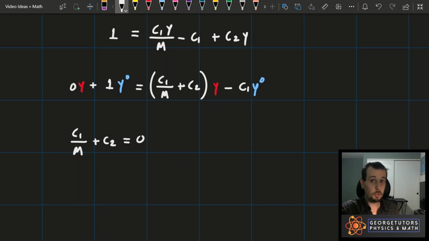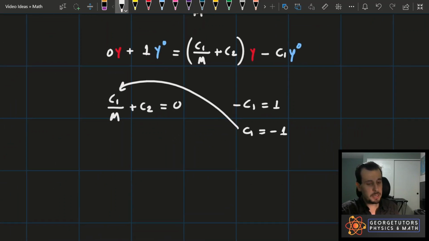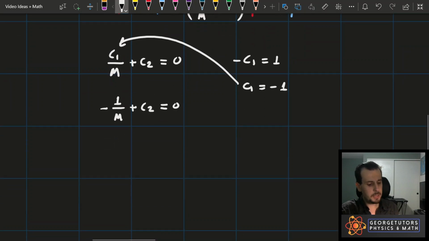And the factors that are multiplying, again, the y to the 0 power will be also set equal. That means negative c1 will be set to 1, which makes c1 basically negative 1. Having the c1 right now, I can go ahead and plug it over here, which will give me negative 1 over m plus c2, as you can see over here. And that means right now that I will basically get that c2 is equal to 1 over m.